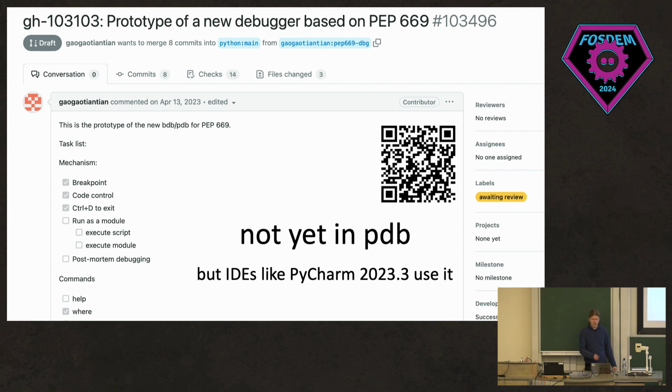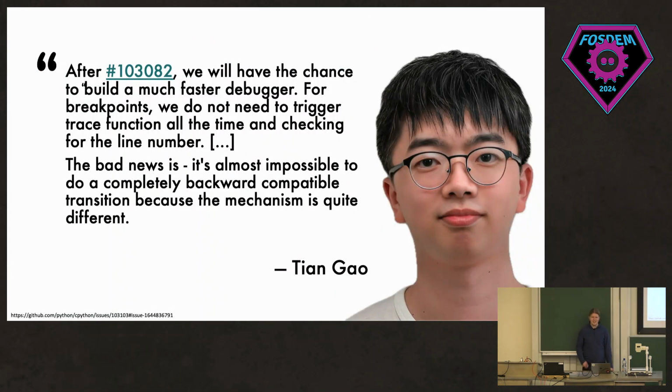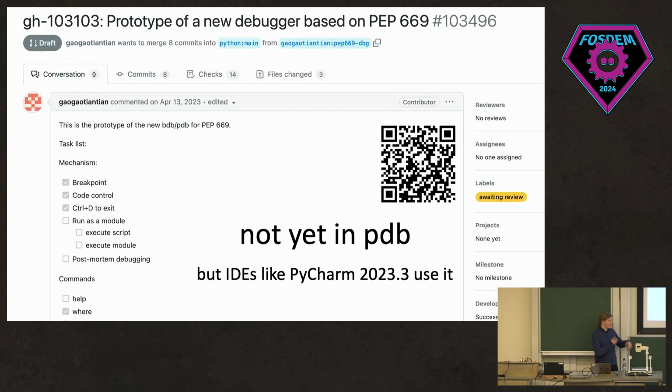So what not to like? What not to like is simple. Here is a quote from the pull request from Chen Gao, who wrote this pull request, and he wrote, after this change, we will have the chance to build a much faster debugger. For breakpoints, we don't need to trigger trace functions all the time and check for a line number. The bad news is it's almost impossible to do a completely backward compatible transition because the mechanism is quite different. So there's an ongoing discussion on how to do this. You could take part there, so scan this QR code, be part of the community, give something back, and not just use CPython.